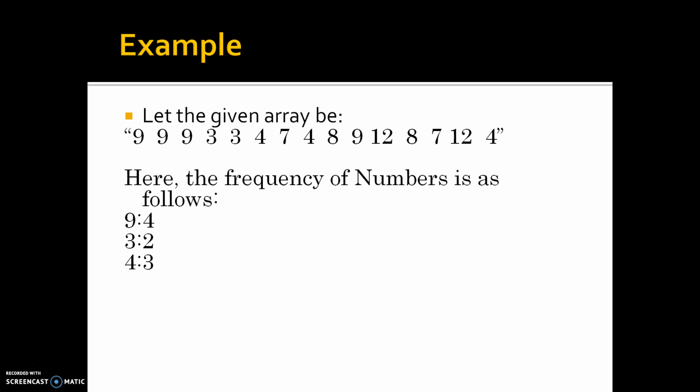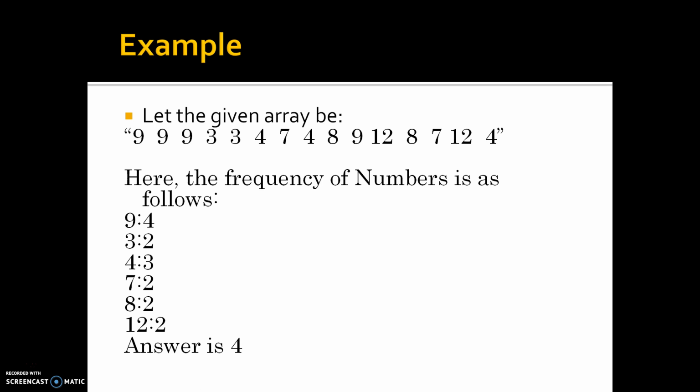You can see in the given array the frequency of 7 is 2. The frequency of 8 is also 2, and the frequency of 12 is also 2. So our answer would be: 9 appears 4 times, 3 appears 2 times, and every element in this array occurs an even number of times except 4, which occurs 3 times. So our answer would be 4.